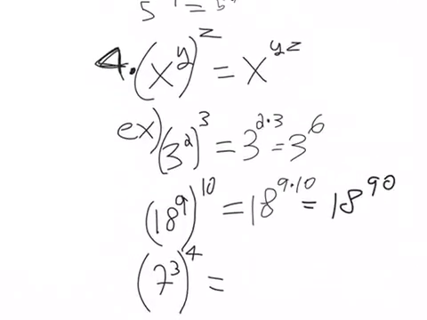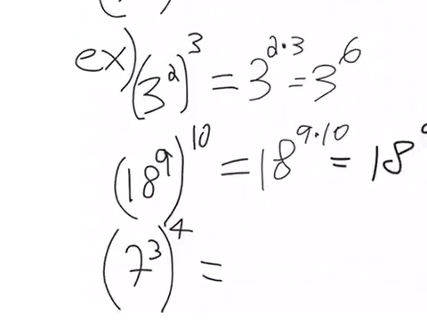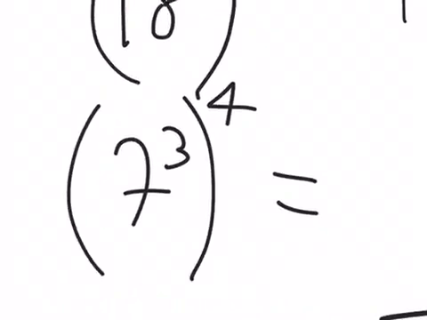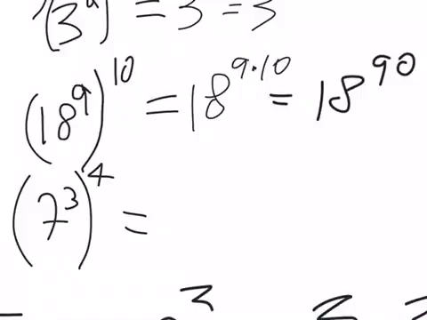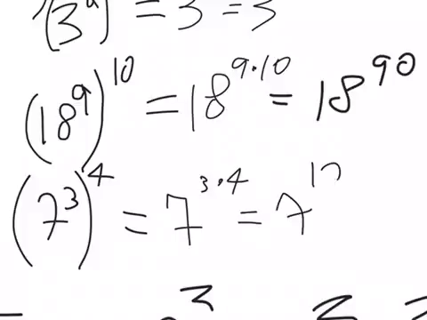Okay, so now here is our last example. Here we have 7 to the third power to the fourth power. I think I know the drill. So we have 7 to the 3 times 4 power, which is equal to 7 to the 12.